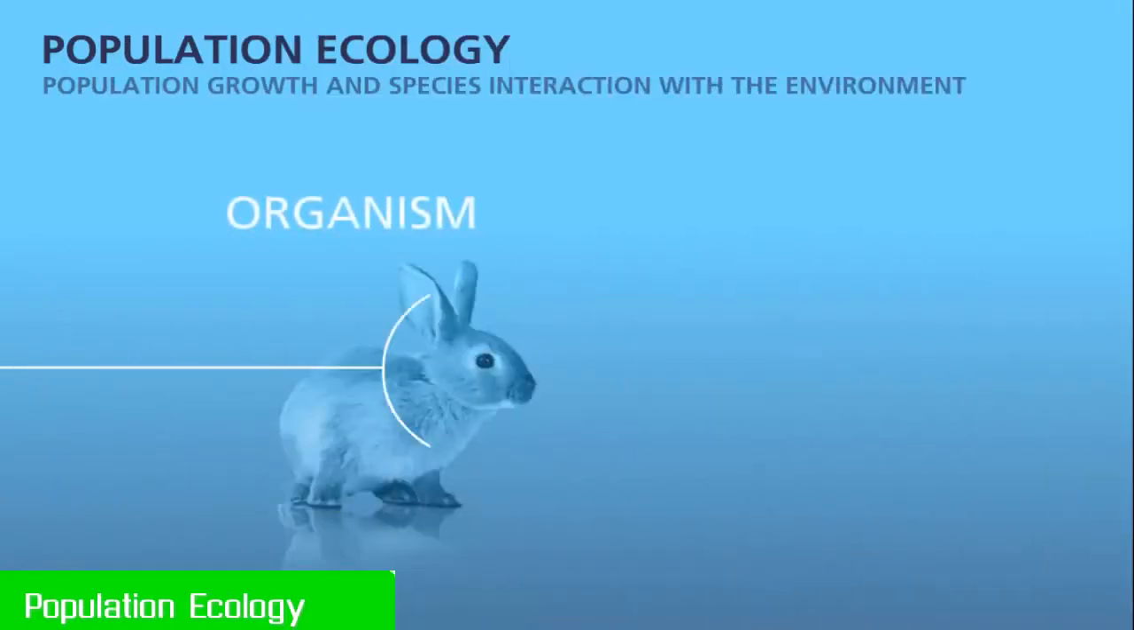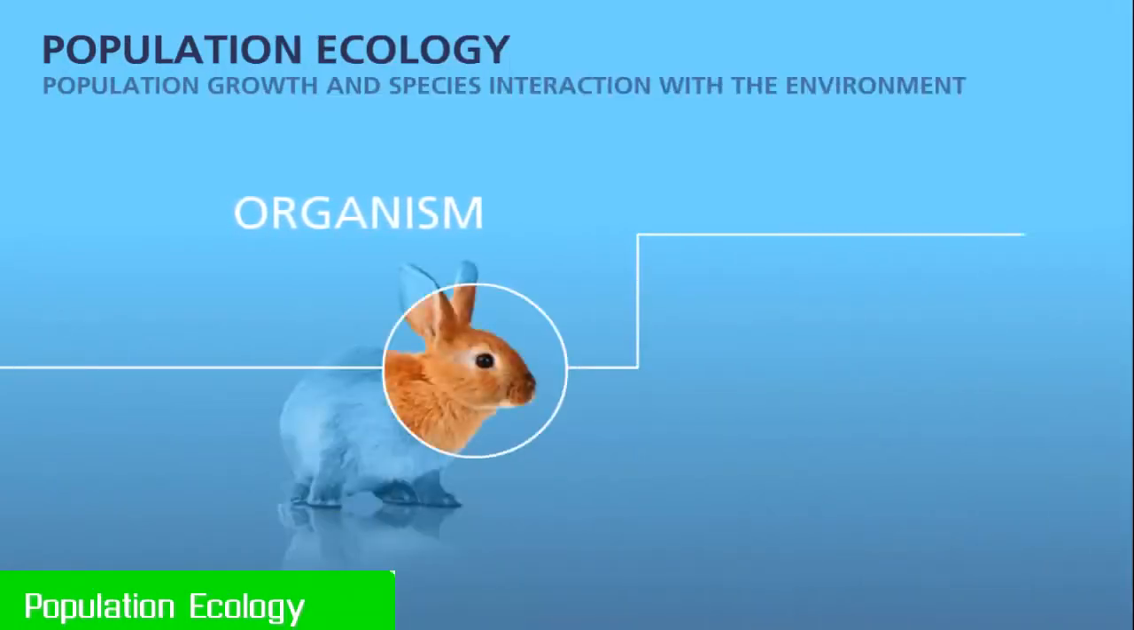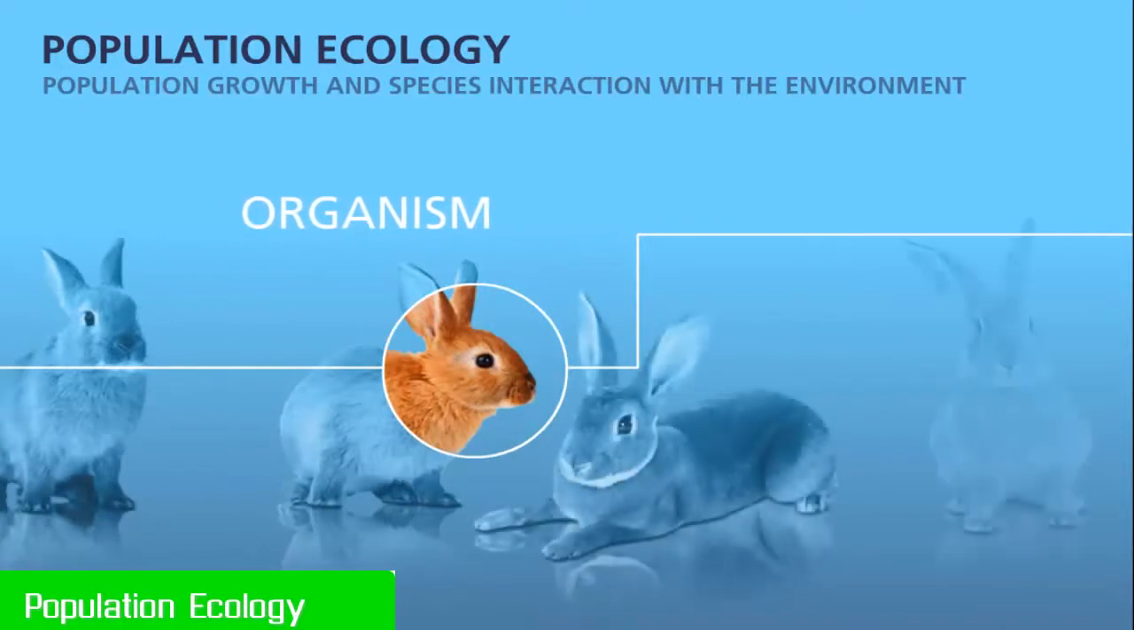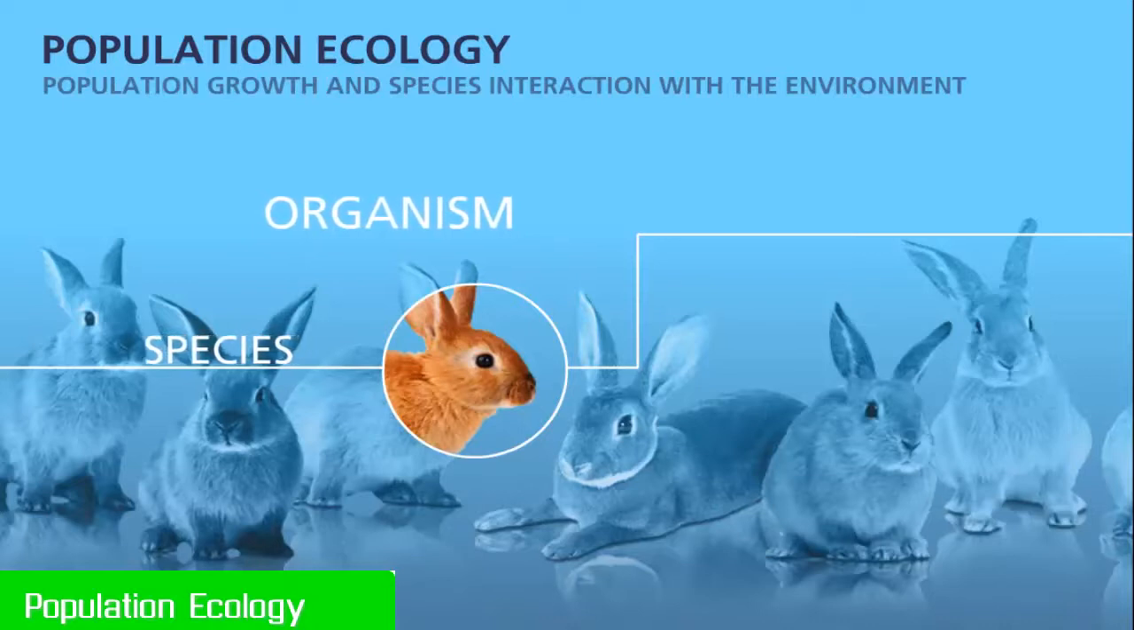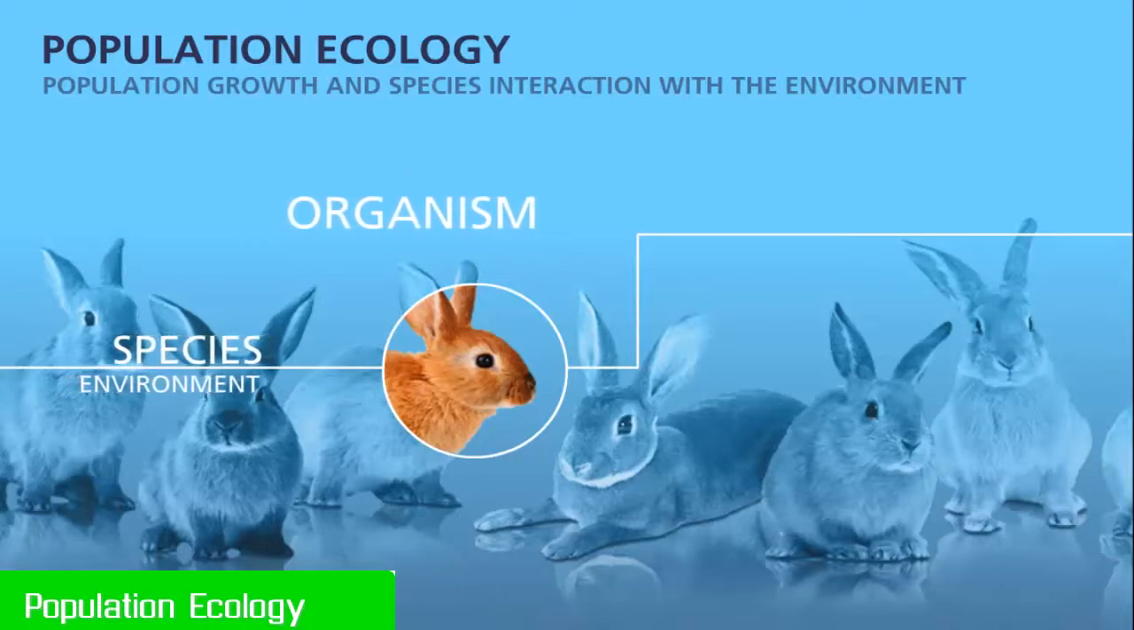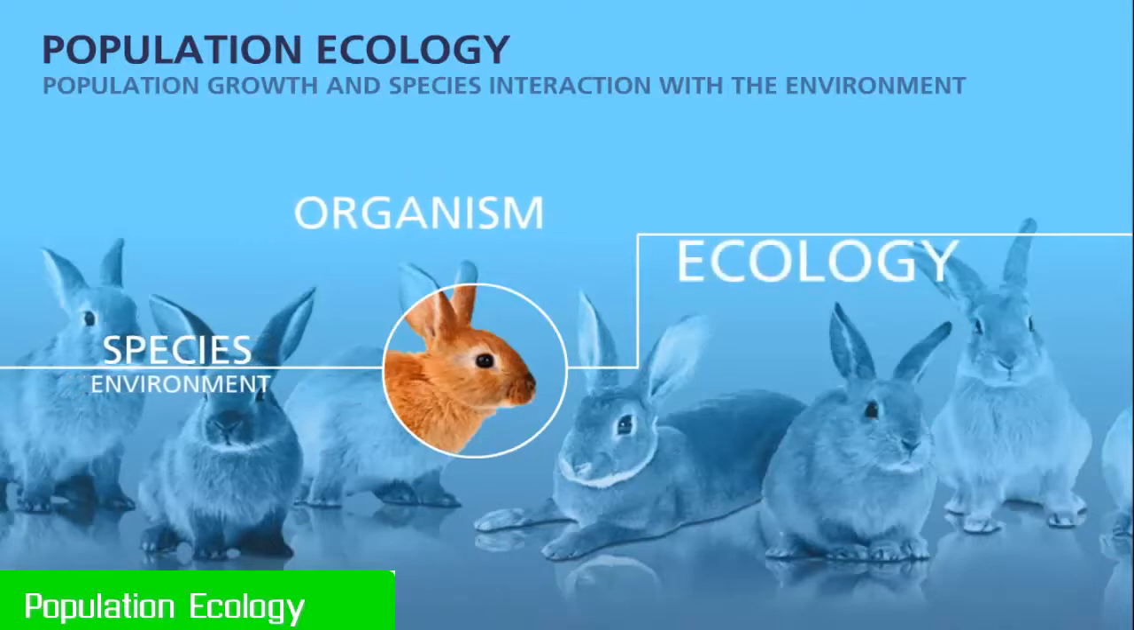Very few organisms live solitary lives. Most interact with others of their own species as well as with those of different species. They are also influenced by the characteristics of their environment. The study of how organisms relate to each other and to their environment is called ecology.